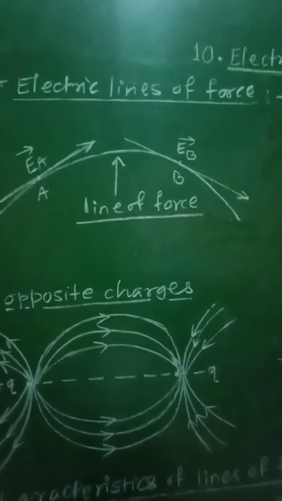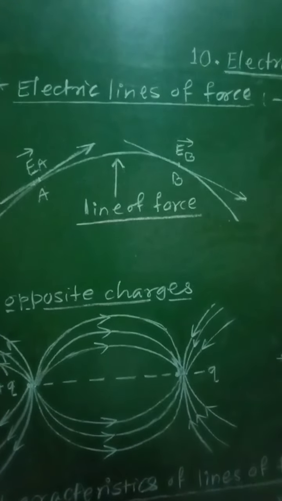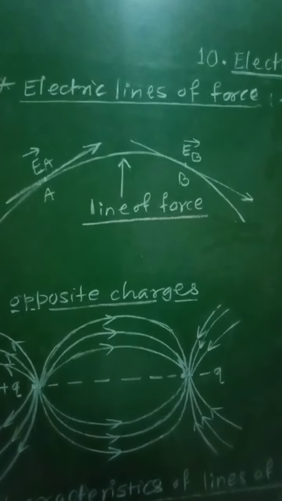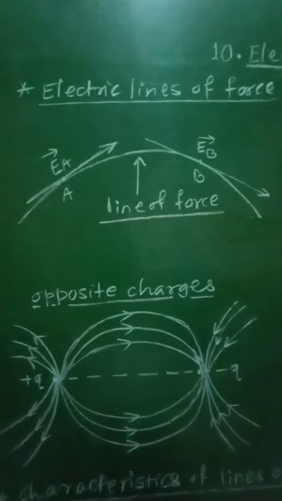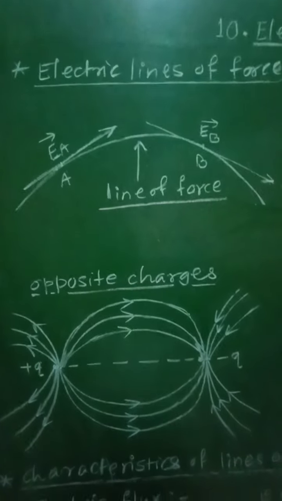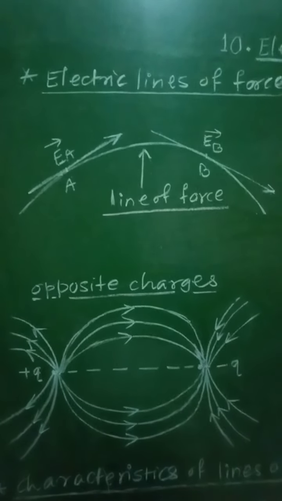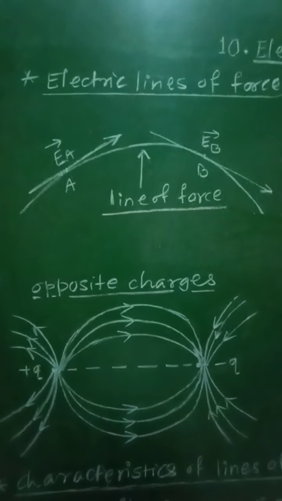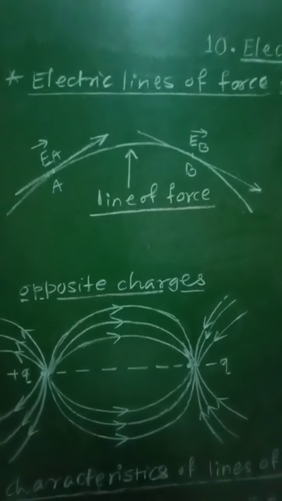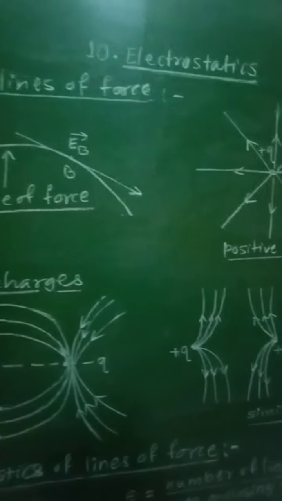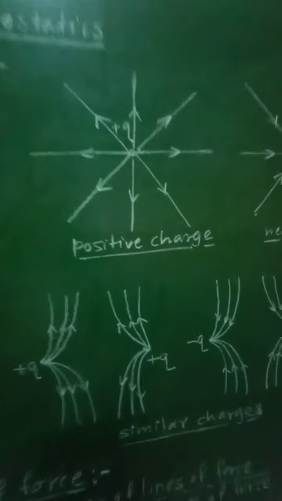Then the lines of force are purely geometric construction and they have no physical existence. That means these lines of force are imaginary and will not have any physical existence. Now some of the lines of force for charges are given in the figures.